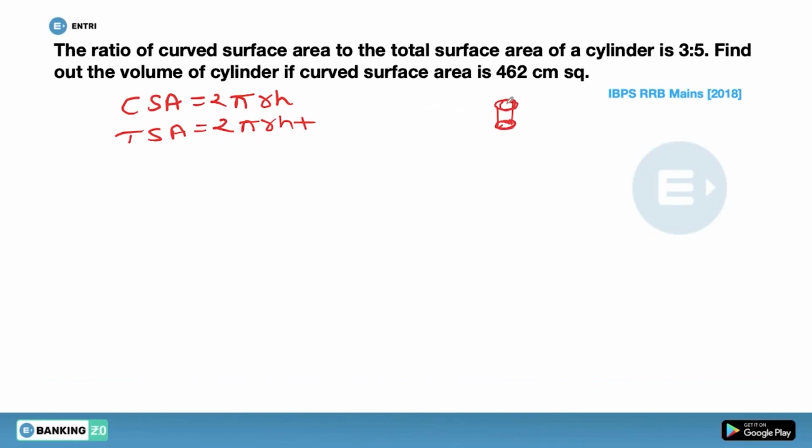And one part is pi r square. That means two parts are what? 2 pi r square. Let's add them. So the two parts are 2 pi r square. Fine. Now what do we have to define?